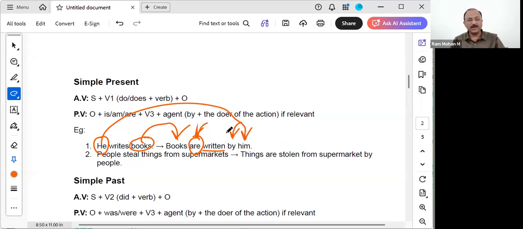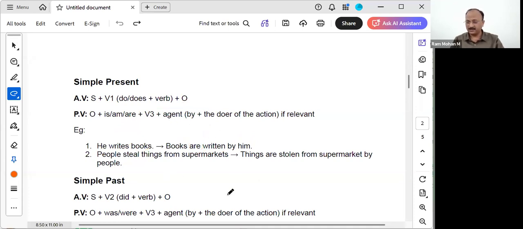Understood? Now let's take one complicated example. People steal things from supermarkets. This is just hypothetical, okay? It's not a common rule. Sometimes some people do this, correct? People steal things from supermarkets. So what is that? Here, things is the object, so it will become first. Things. Plural form are. Steal, stole, stolen. Third form of the verb is stolen.